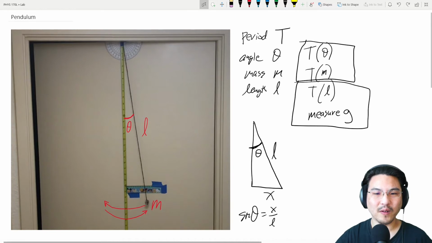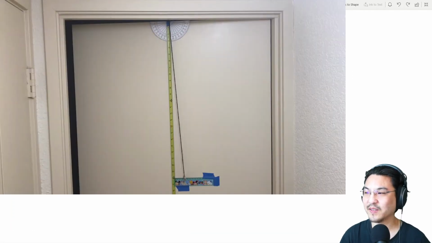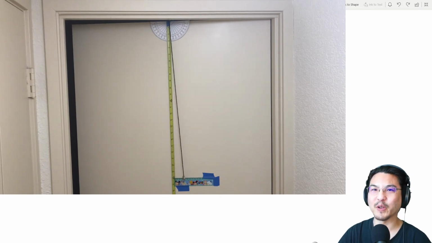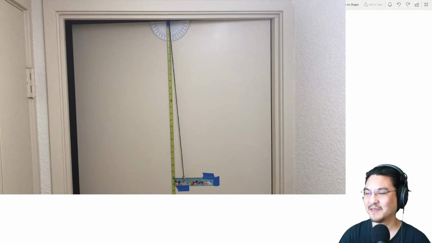Okay, now for measuring period, you could just video record your experiment. 3, 2, 1, go. And then you just take that recording and then just count the number of frames. And then you got it. Then that's the period.